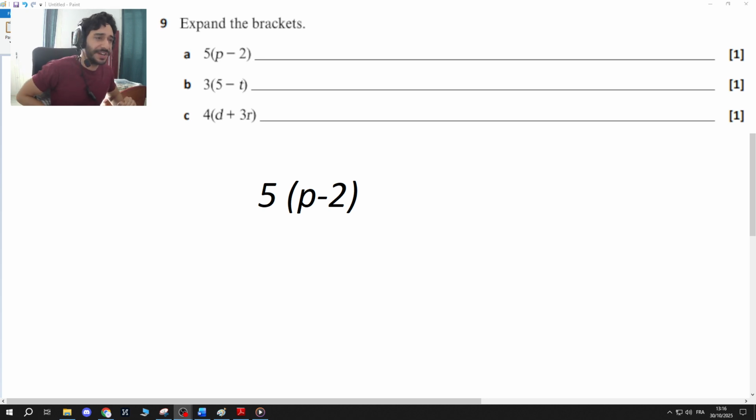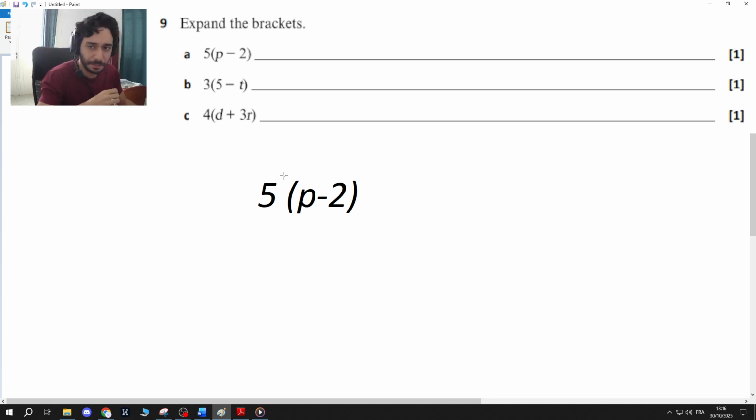So, question 9 covers expanding brackets. So we have A, 5, open brackets, p minus 2, close brackets; B, 3 multiplied by 5 minus t; and C, 4 multiplied by d plus 3r. I guess you need to know how to expand brackets, and if you forgot or you're still unsure on how to do it, I would suggest this strategy.